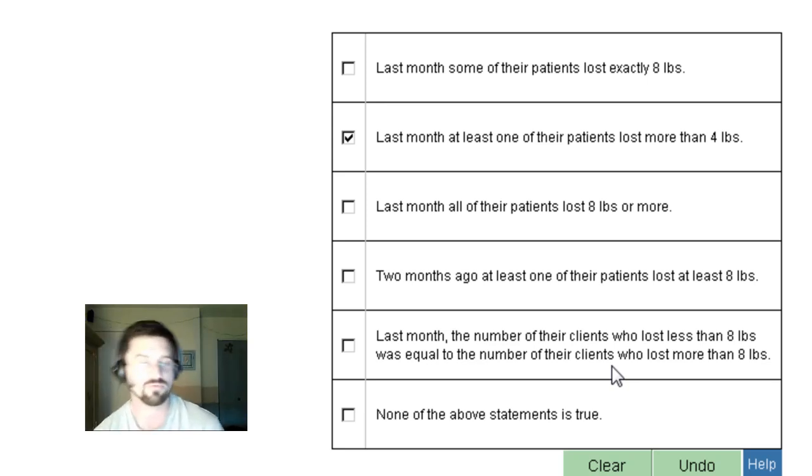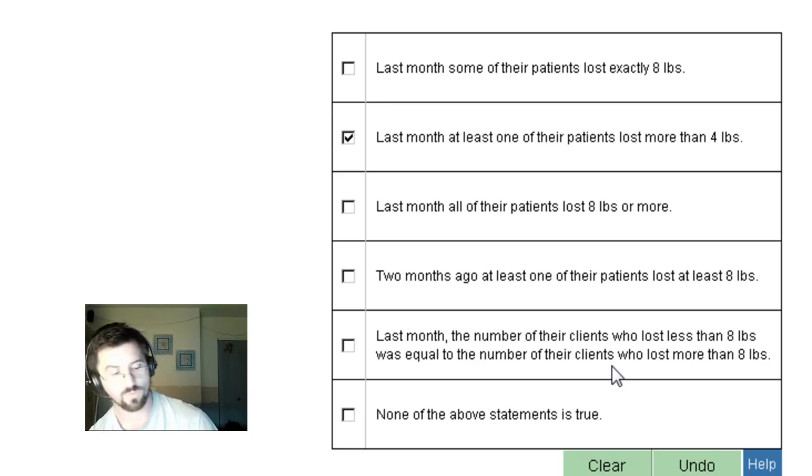Let's say that they have 3 clients, and one of them lost 4 pounds, another one lost 6 pounds, and the other one lost 14 pounds. 4, 6, and 14, take the average, and you'll find it's 8. However, are there equal numbers above 8 and below 8?